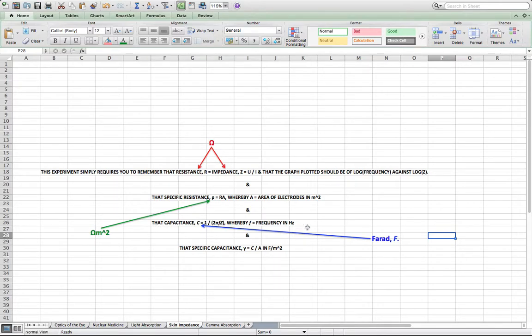Finally, from the capacitance, you can calculate the specific capacitance, given the symbol gamma, and this is calculated similarly to specific resistance by just dividing the capacitance by the area of the electrode, and this is a unit you can work out as well, based on the fact you remember the farad. So the unit would be farad divided by meter squared, farad per meter squared.